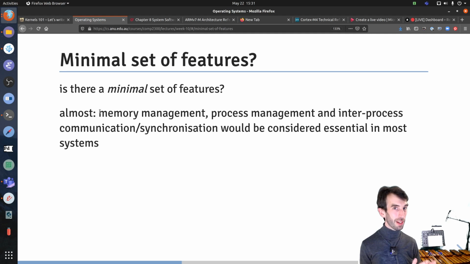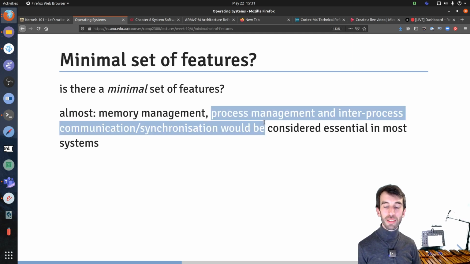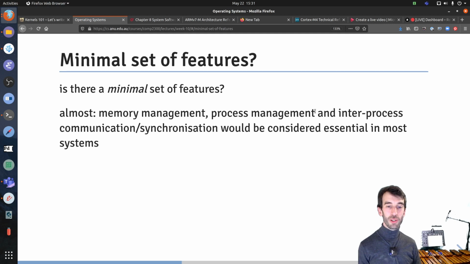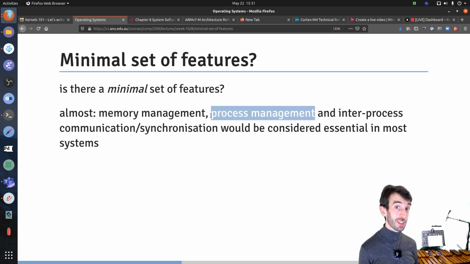They don't get to see the real numbers. They get to see virtual memory addresses that are provided by the operating system and then translated into the real numbers by the memory management system. So that could be a minimal feature, some kind of memory management. Maybe not virtual memory, but at least some way that you can stop a process writing on the memory of other processes. Then you would have to have some system for managing multiple processes at once.